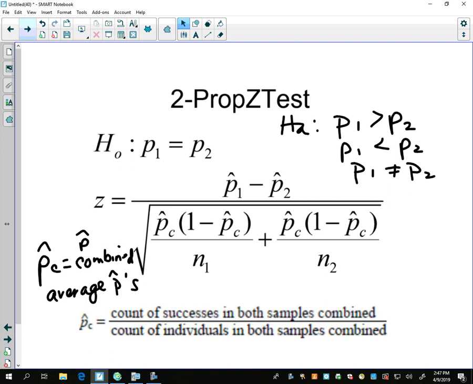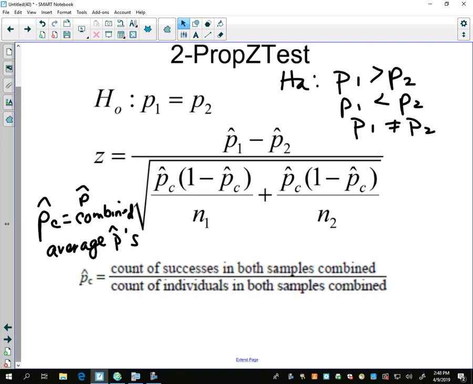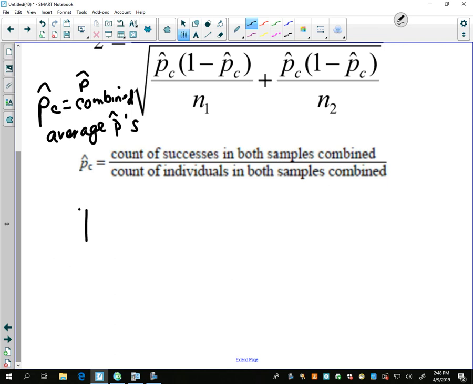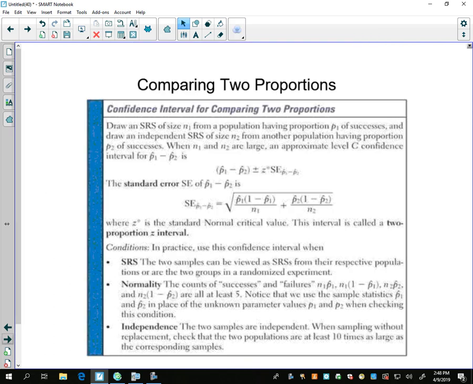So just reading here, P hat combined equals count of successes in both samples combined over count of individuals in both samples combined. So you can see that that's not a straight average because you're doing p hat 1. No, let me not do it here. Let me do it with numbers because it's going to get confusing if I write it like that. All right, so I'm going to come back to this.